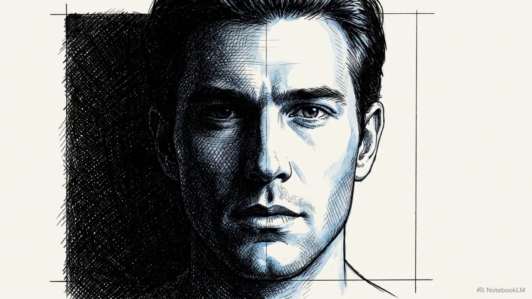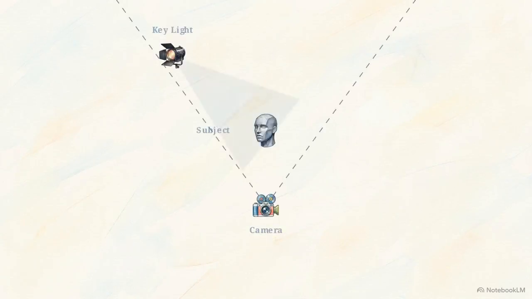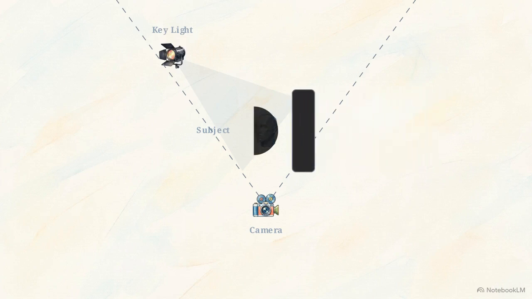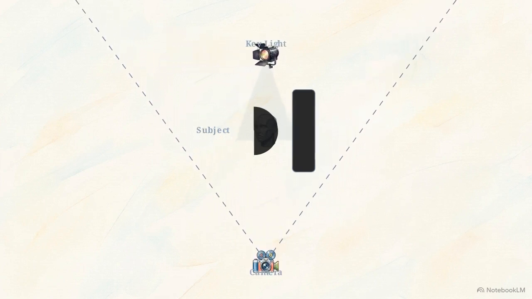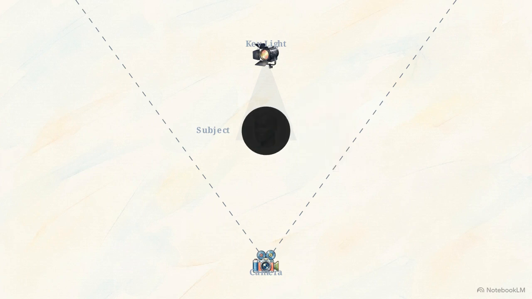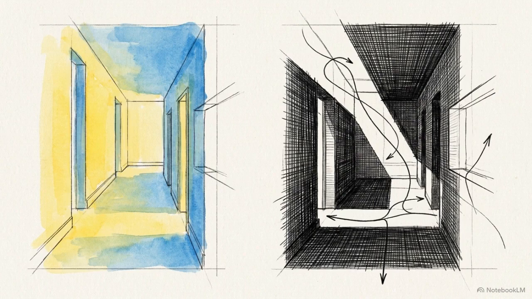The final rule is counterintuitive. To make a shot look professional, you have to take light away. Negative fill involves placing a black surface near the subject to absorb ambient light and crush shadows, creating high contrast drama. Pushing this further with silhouette lighting, move the light source directly behind the subject to render them as a sharp black shape. AI tends to overlight everything by default.